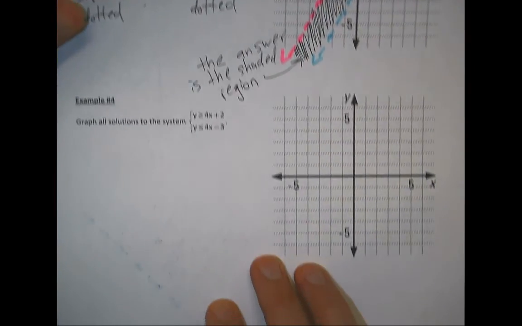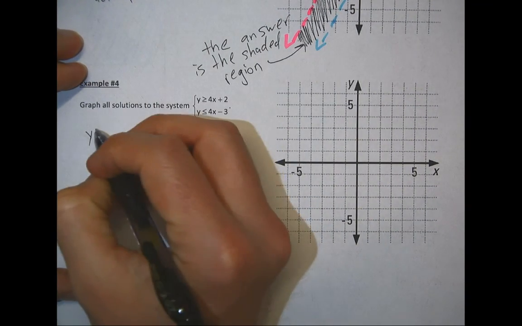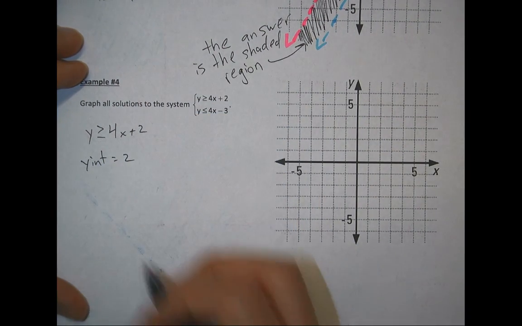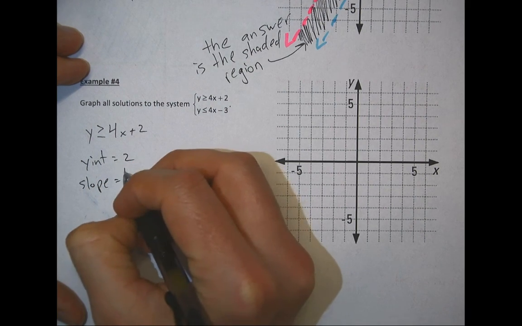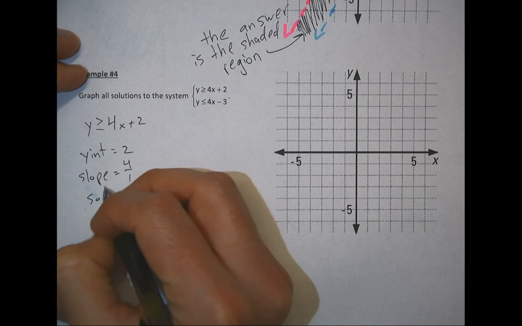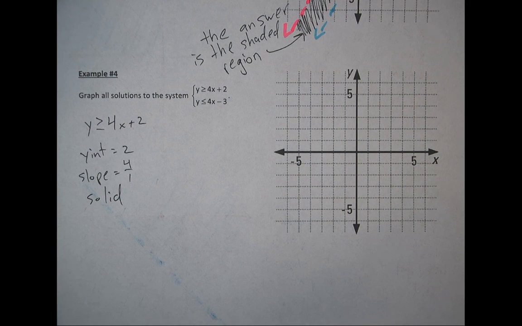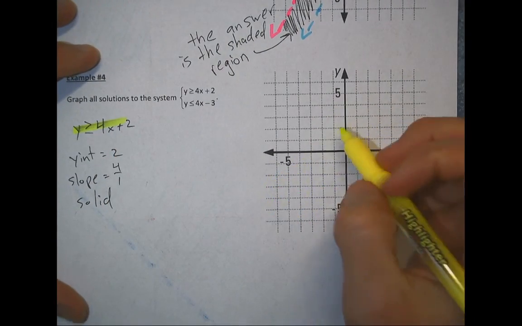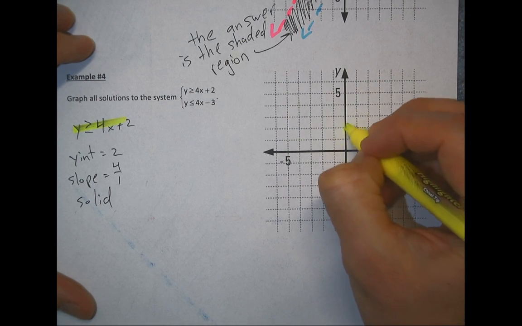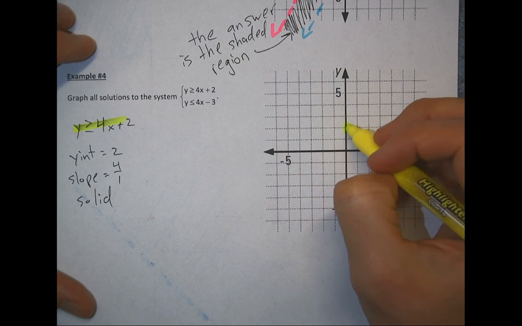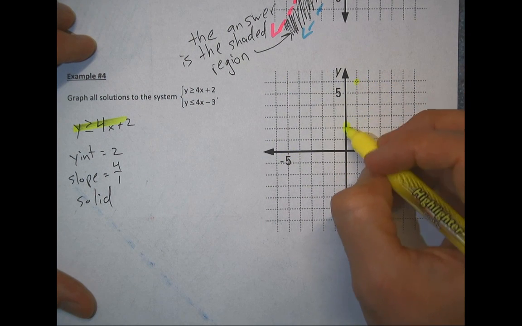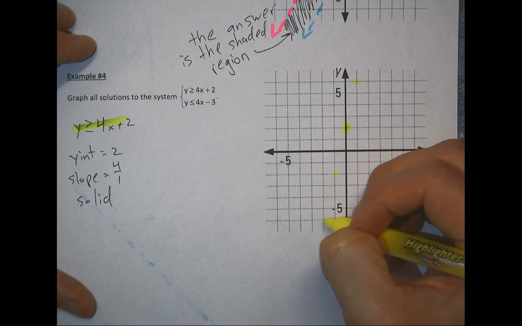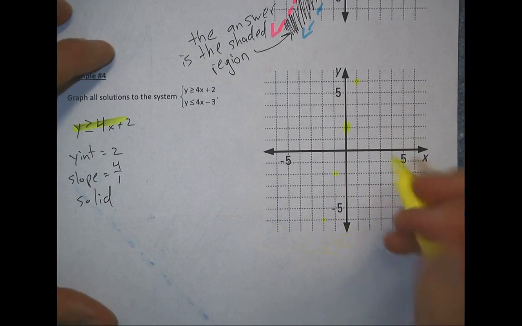Okay, so one more. Let's see what happens down here. So starting with y is greater than or equal to 4x plus 2. It's got a y-intercept of 2. It's got a slope of 4 over 1, and it is a solid line. Let's do this one in yellow. So we're going to start at our y-intercept of 2, and we're going to use our slope of up 4 over 1. So go in the other direction, down 4, left 1, down 4, left 1. This one's going to be a solid line.